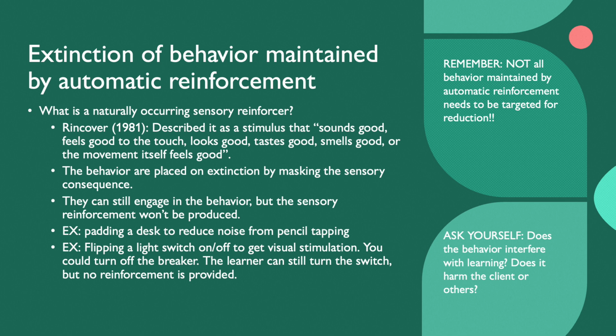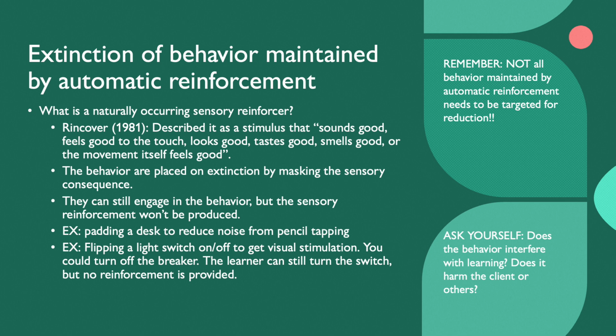And maybe the procedure that we decide on is extinction of the behavior in the form of withholding that automatic reinforcement, that sensory stimulation that they're receiving. Okay, so the extinction procedure for a behavior maintained by automatic reinforcement will simply look like trying to mask that sensory consequence or trying to withhold that sensory consequence that they're experiencing.